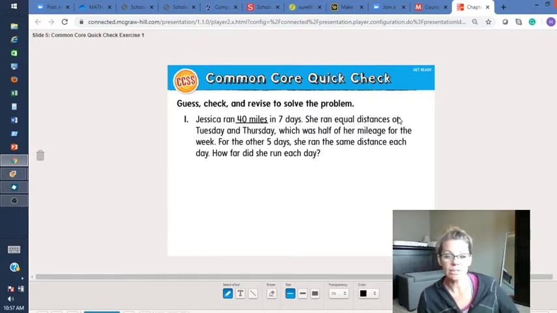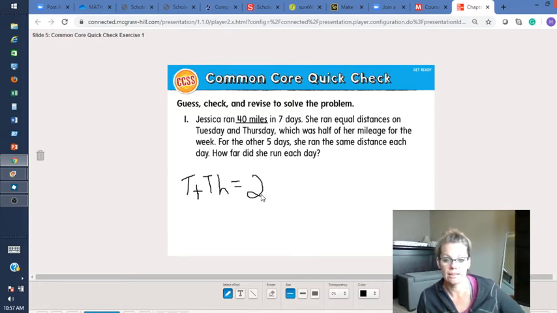And she ran equal distances on Tuesday and Thursday, which is half of her mileage for the week. So Tuesday and Thursday together, actually maybe we should say plus. Tuesday plus Thursday equals half of 40, which is what? 20. Okay. Great. For the other 5 days, she ran the same distance each day. So how far did she run each day?